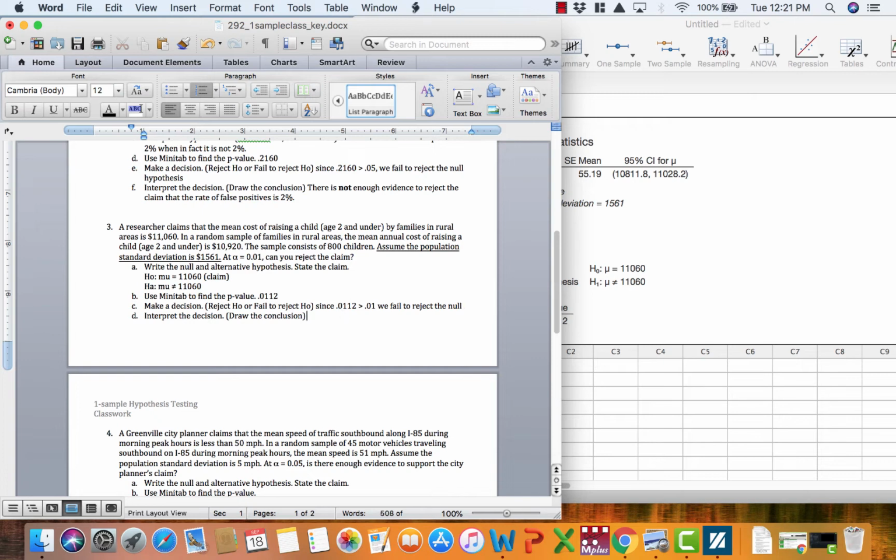All right, so what does this mean in terms of the problem? There is not enough evidence to reject the claim that the mean cost of raising a child is $11,060. Okay.